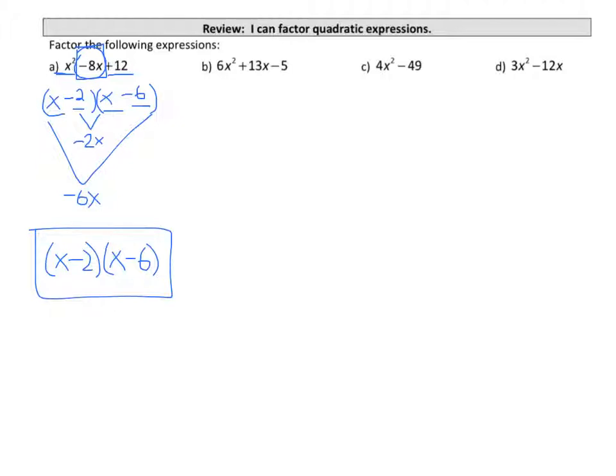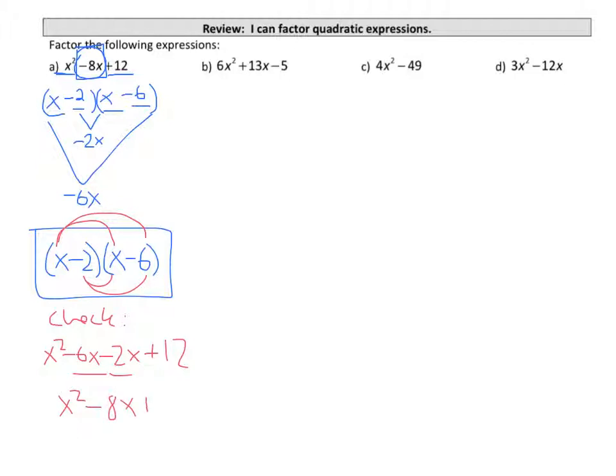So if I multiply this out, I get x squared minus 6x minus 2x plus 12, combining my middle terms, x squared minus 8x plus 12, which is what I started with, so I know I did it right.